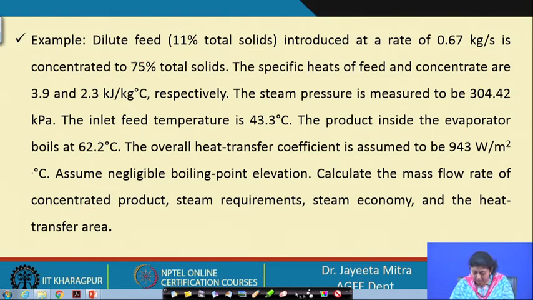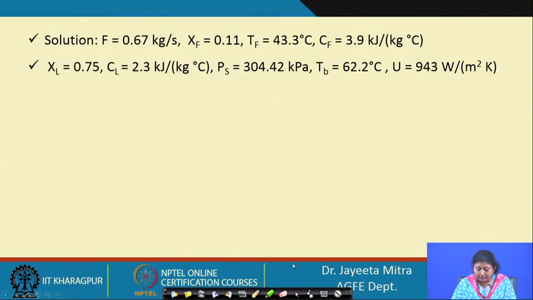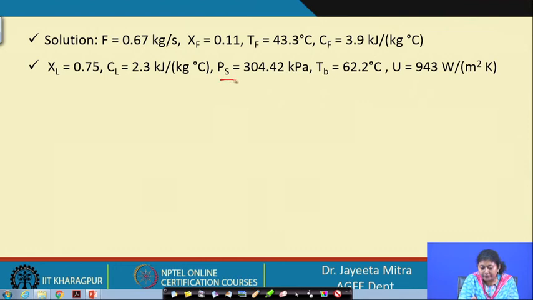Okay. So, what we will do is, first we note down the data that we already have. Now, this is important: the pressure of the steam is given. So, from the steam table we will find out the saturation temperature Ts. Tb is given, that is the boiling temperature inside the evaporator. U is given also.